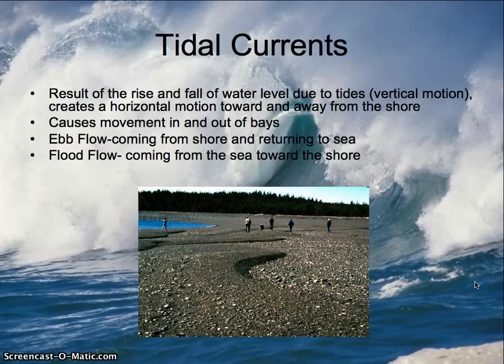And there are two types of flows. You have the ebb flow, where water is coming from the shore and returning to sea, and you have the flood flow, where water is coming from the sea toward the shore. You know these just as tides. So a tide is a tidal current. It's the movement of water in and out of the bay.